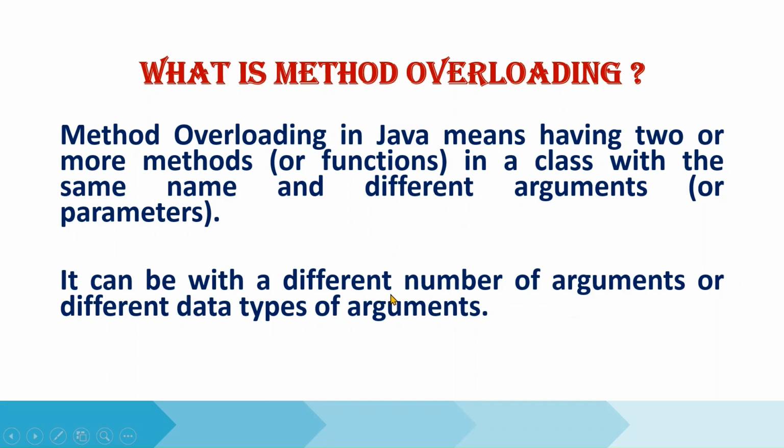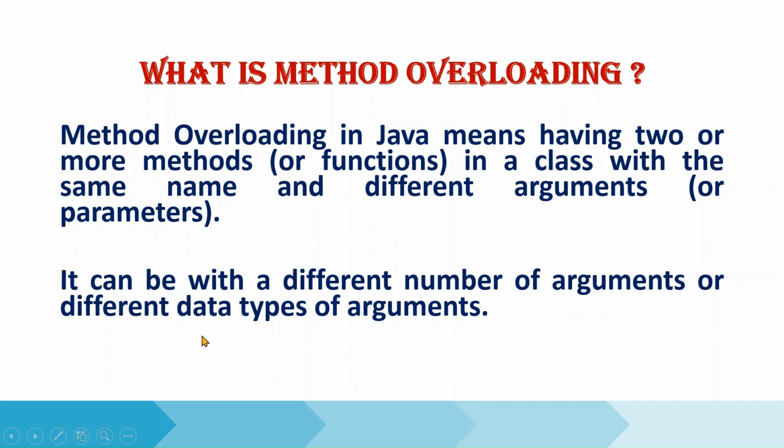Now it can be with a different number of arguments. Suppose you are writing one method called sum, and in that you are passing int x, int y. So there we are passing two arguments only, x and y. If I write the same method int sum with int x, int y, int z, the number of arguments is different. In that way also we can differentiate among the methods.